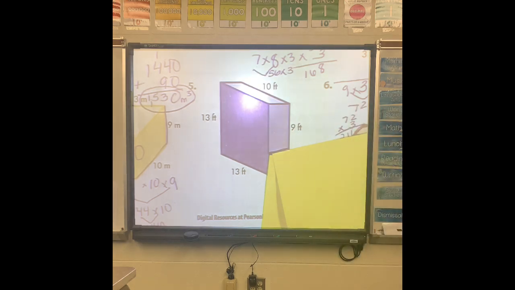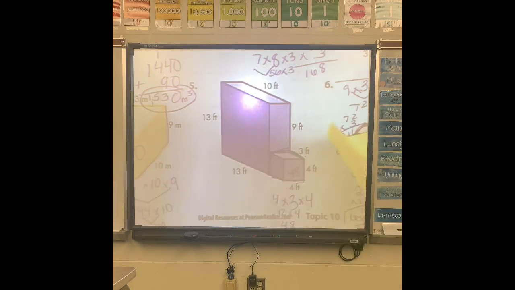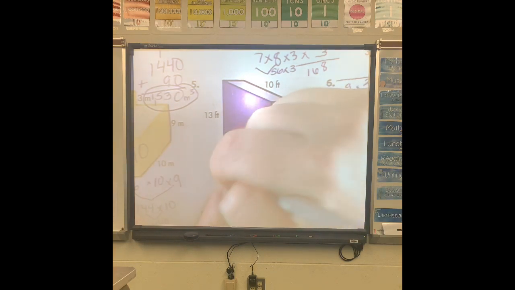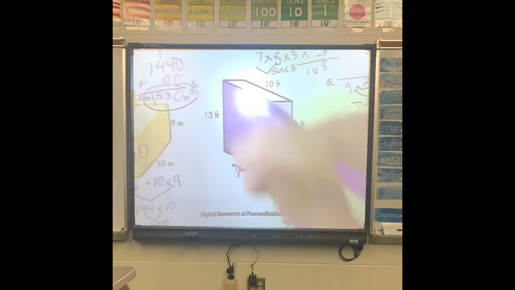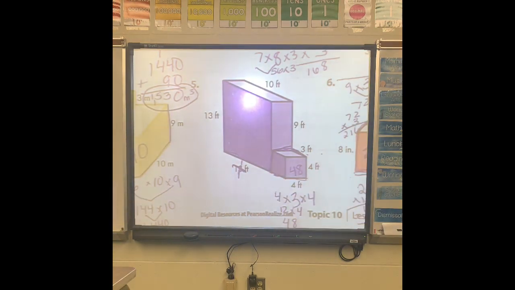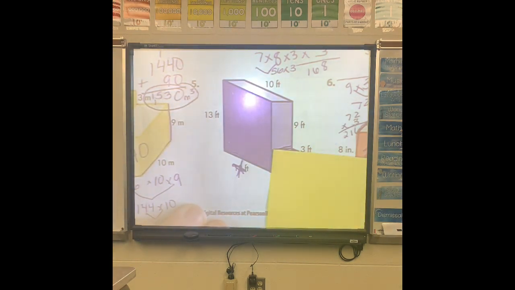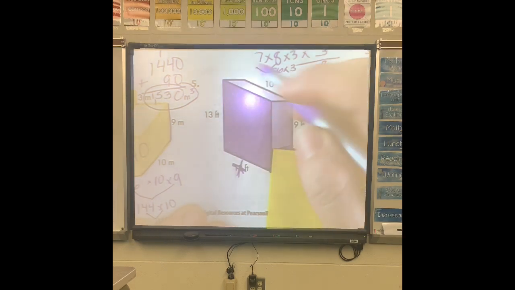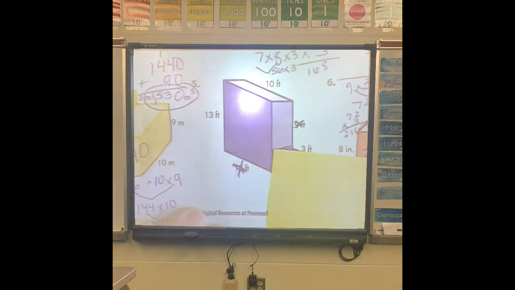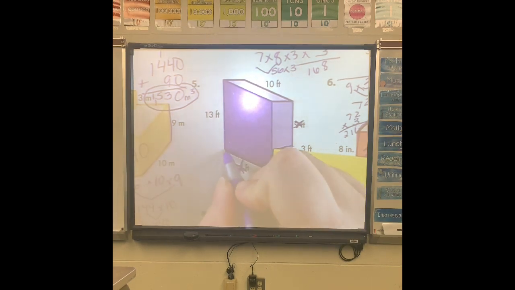So there's a few things that I'm gonna have to figure out. I do not wanna use 13 because I am not finding the whole length. Remember, we cut some of this off. So I'm not using 13. I am not using just this height. I have to use the whole height, so I'm also not using the 9. So let's look at what we have.